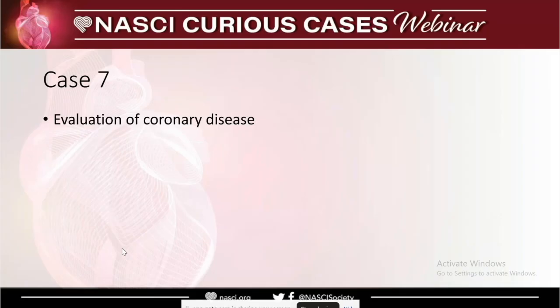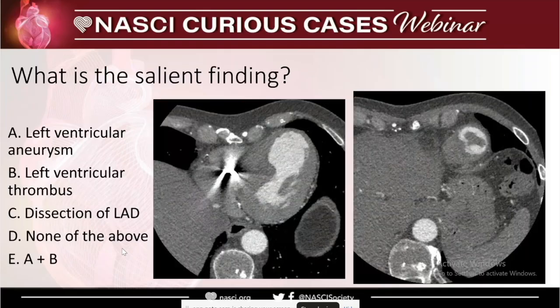Okay. And the next case came for evaluation of coronary disease, and you need to tell me what the salient finding is. I'm showing you two pictures, and the options are left ventricular aneurysm, left ventricular thrombus, dissection of LAD, none of the above, or A plus B. I'm gonna give you a few minutes.